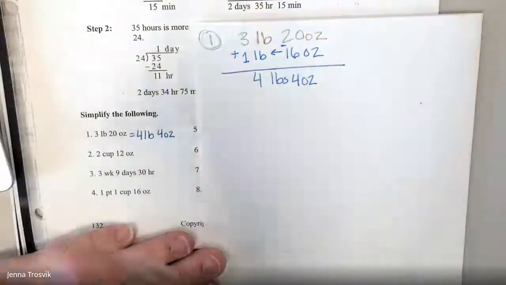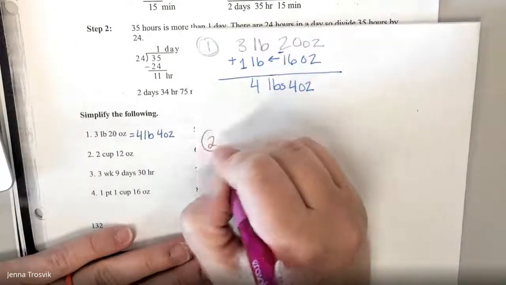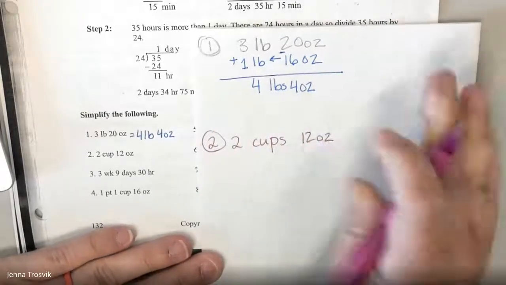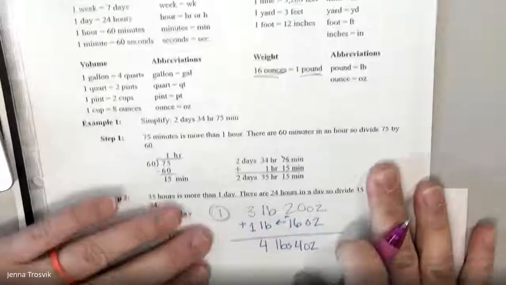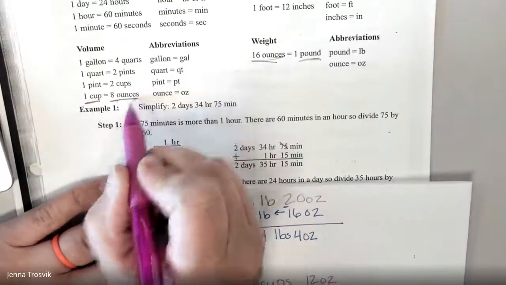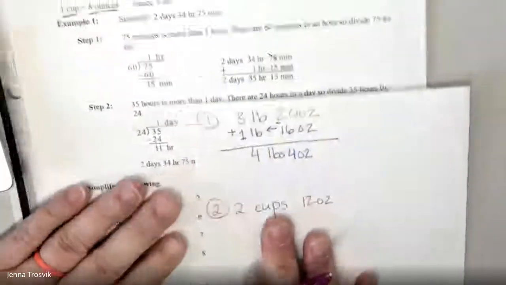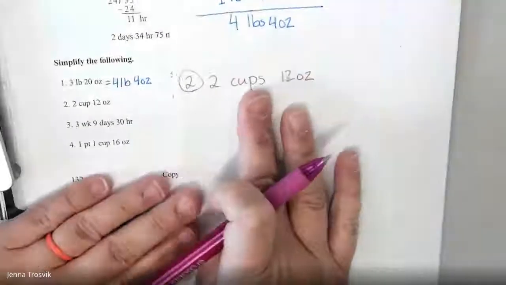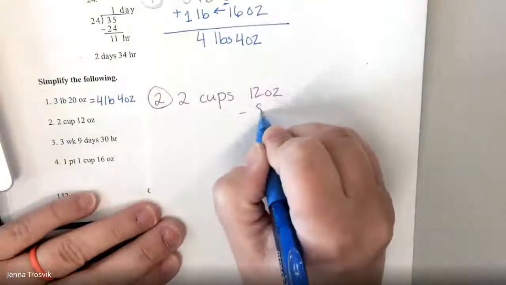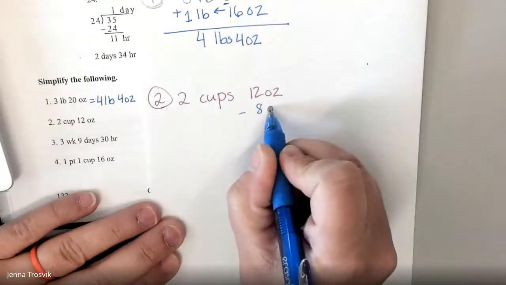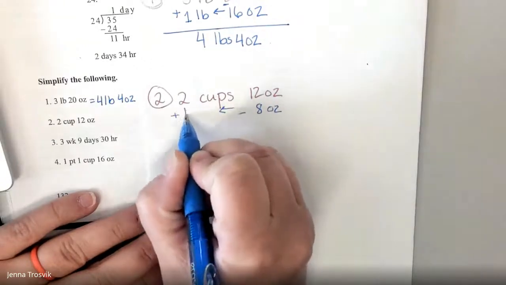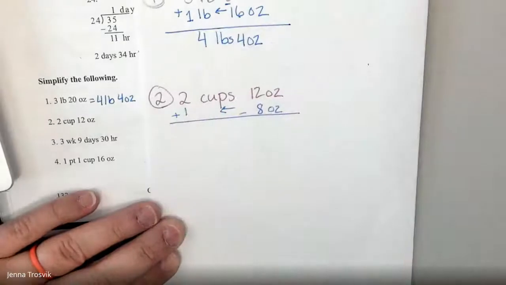Number 2, we have 2 cups and 12 ounces. So number 2, 2 cups, 12 ounces. If you go up above, we are talking about cups. So we're talking about volume. 1 cup equals 8 ounces. So we're going to take 8 ounces at a time away. So we're going to take 8 ounces away from 12 ounces. Every time we take 8 ounces away, that gives us 1 more cup to add. So we're going to add 1 cup for every 8 ounces we take away.